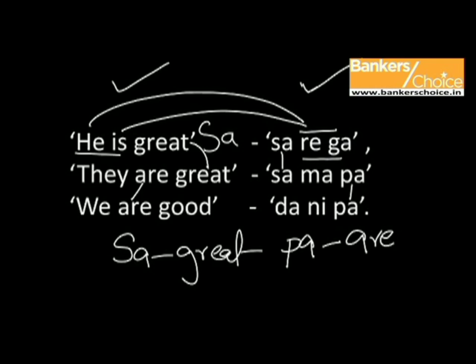But when it comes to code for they, you note the code for are as well as great, which are nothing but pa and sa. So now the code that is left is ma, which is for they.